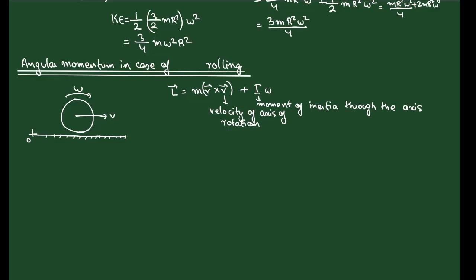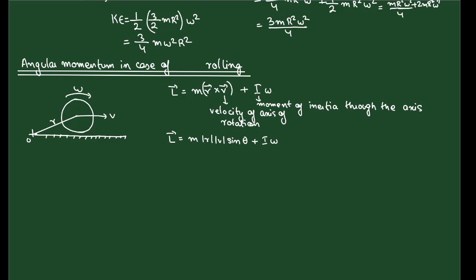Now as soon as I have defined the origin, m into r into v, what is the value of r? This is the value of r, the straight line connecting the axis and origin. So angular momentum can be said as m into r into v into sin theta, where theta is the angle between r and v, plus I omega. I is nothing but the moment of inertia through the axis of rotation.